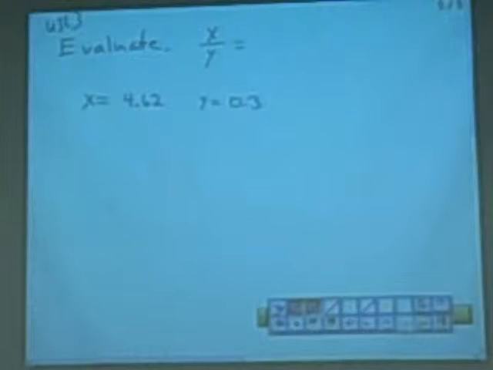So that means we're going to do what with these two? Divide, right? Where the 4.62, that's of course in the numerator, 0.3, that's in the denominator. Okay, so that means we have to move that decimal point how many places? One. One, or both, right? So we're looking at 46.2 divided by 3, right?